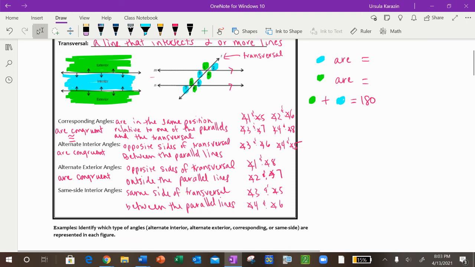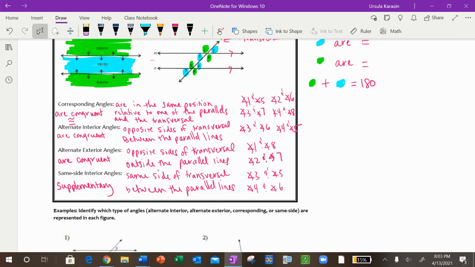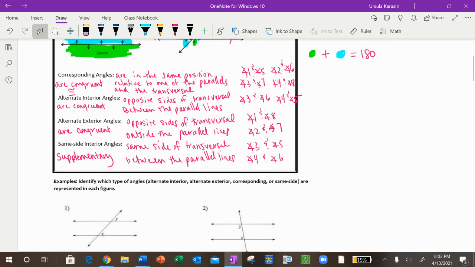I think that's helpful. So these down here are supplementary. They're not congruent, they're supplementary. 3 and 5, see, they're different colors. 4 and 6 are different colors, so they're supplementary. And if you think about it this way, same side or supplementary, that will help you.